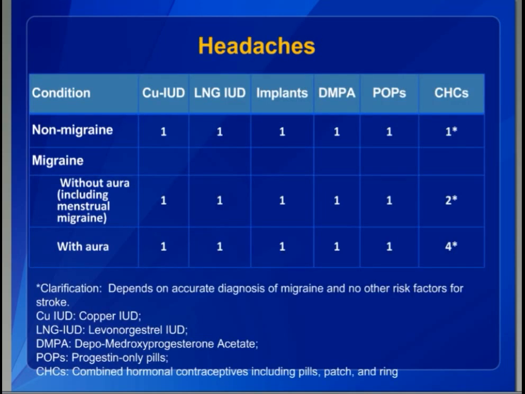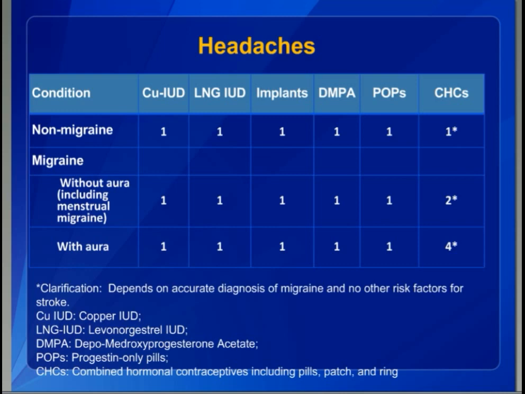These are the updated 2016 headache guidelines. Recommendations for headache rely on proper classification of the headache, particularly with regard to auras. This is important because migraine with aura is associated with an increased risk of stroke, while migraine without aura is generally not. According to the International Headache Society classification system, menstrual-associated migraines are considered migraine without aura.